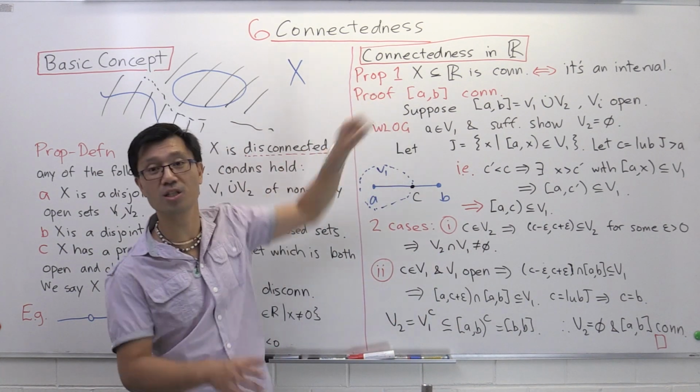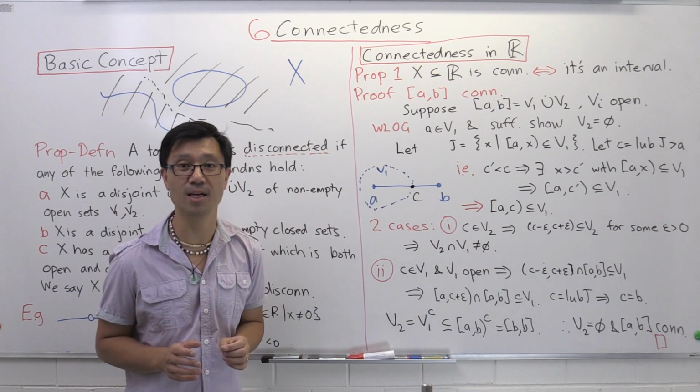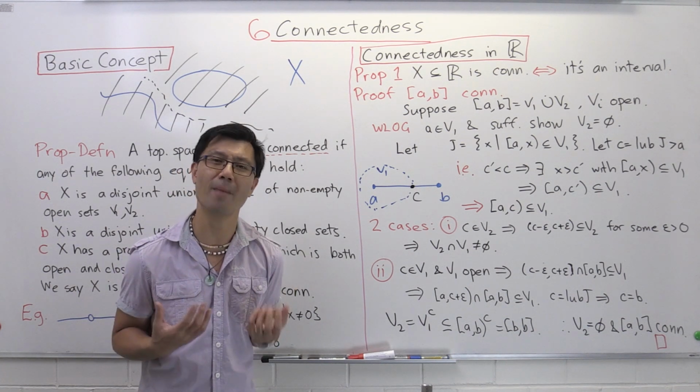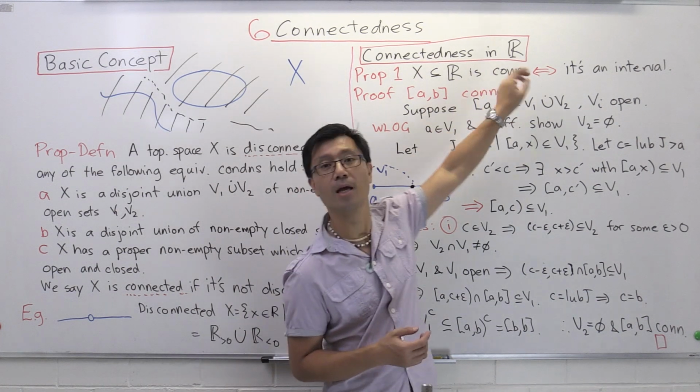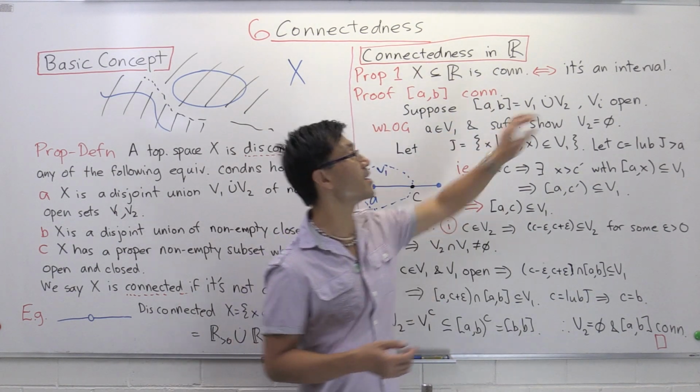Okay, and this proposition tells you precisely what those connected sets are. And they're kind of the things that you would imagine, okay? So when is a subset X of R connected? It's connected precisely when it's an interval.